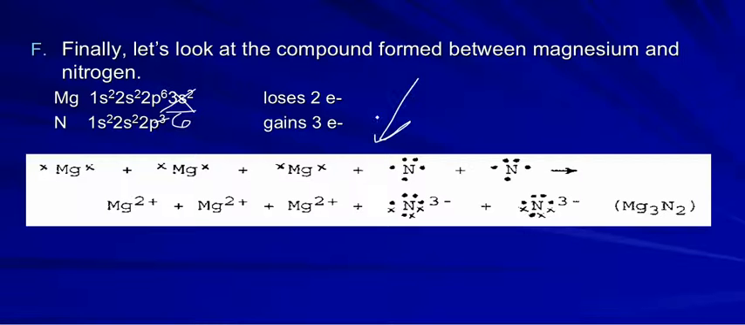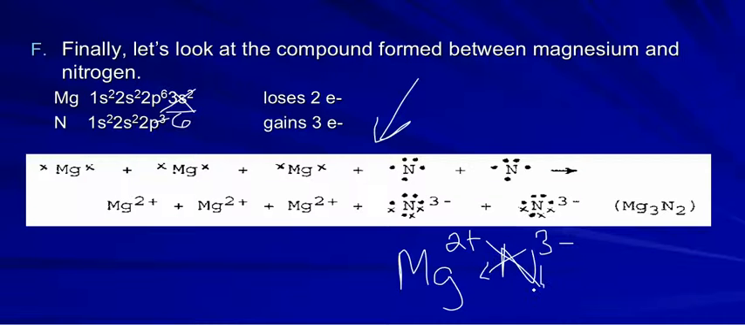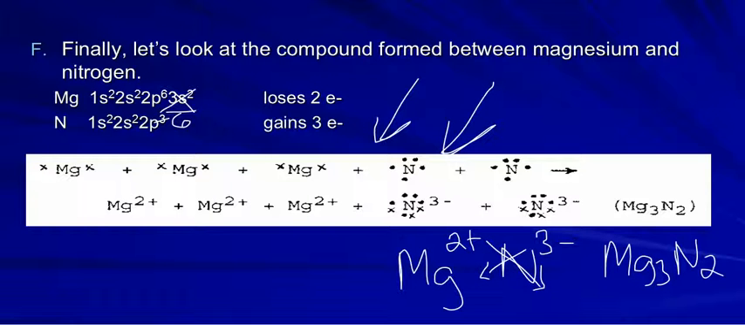Now to get the ratio, you can either draw out the valence electrons and transfer them, or we can do it this way. Magnesium is going to form a 2+ charge as it loses 2 electrons. Nitrogen is going to form a 3- charge as it gains 3 electrons. We can cross the charges to give us the formula of the balanced compound, Mg3N2. So you can either draw out the valence electrons like this, or simply cross charges for the metal and the nonmetal.